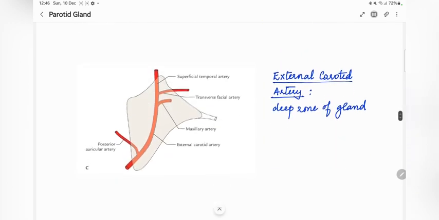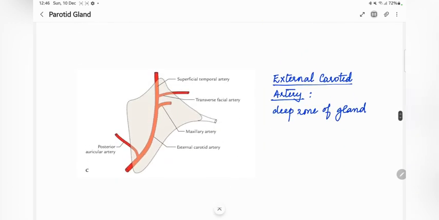Last, we have the external carotid artery, which occupies the deepest zone of the gland, and it pierces the lower part of the posteromedial surface to enter the gland. Within the gland, it divides into two branches, that is the superficial temporal and the maxillary arteries. The transverse facial artery, which is a branch of the superficial temporal artery, also emerges from the anterior border along with the branches of the facial nerve, as we saw in the lesions.